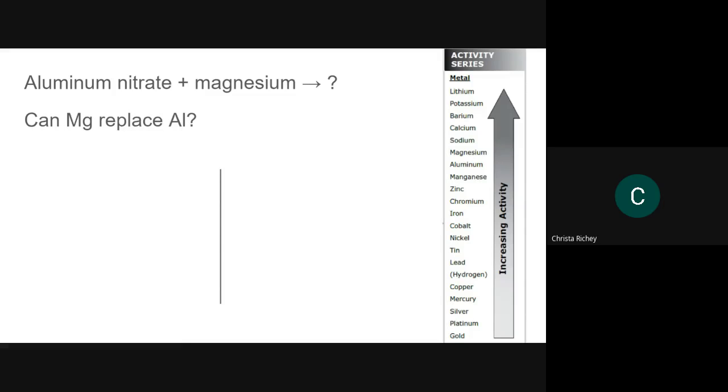So we have aluminum nitrate, which is a compound, and we have magnesium. We want to know if magnesium or aluminum is stronger first. Okay, so I have magnesium and aluminum. Magnesium is stronger, so the reaction is going to happen. Otherwise there's no reaction, and I'm going to show you one like that. Now, because I only have so much room on the slide, for those of you that are remote, I'm going to talk out how I got these formulas. Those of you in person can do it on the board.